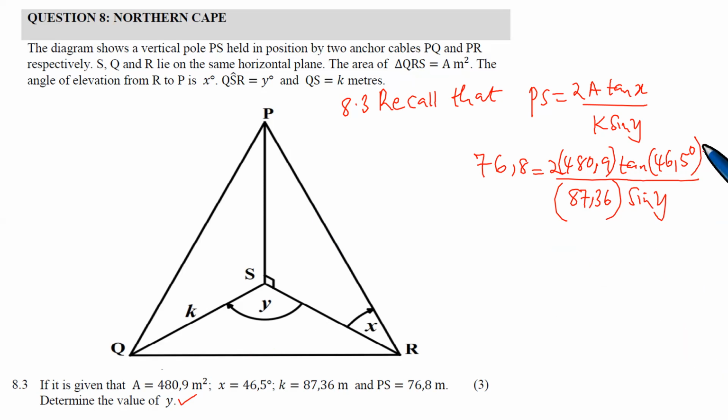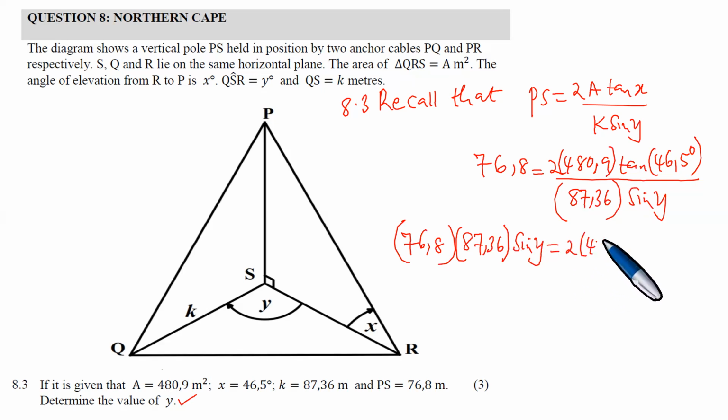So we have a fraction on the right-hand side of the equation, and we need to perform cross multiplication. Which means this multiplies that, so we have 76.8 multiplied by 87.36 times the trigonometric sine of y, which equals 2 into 480.9 times the tangent of 46.5 degrees over there. Okay, we have this now.